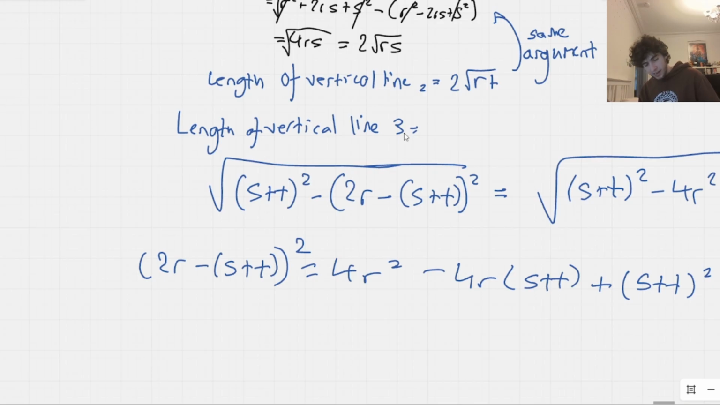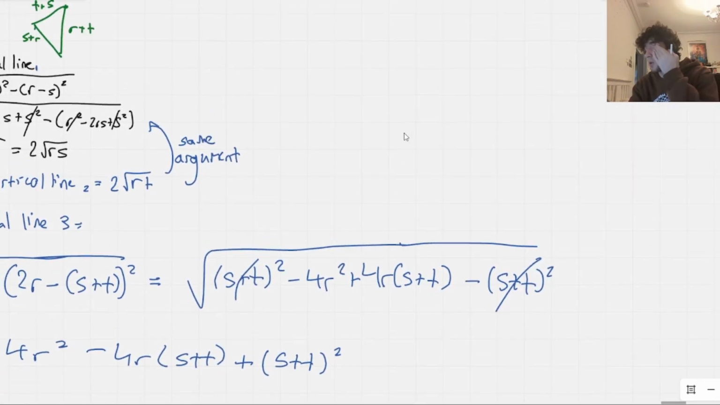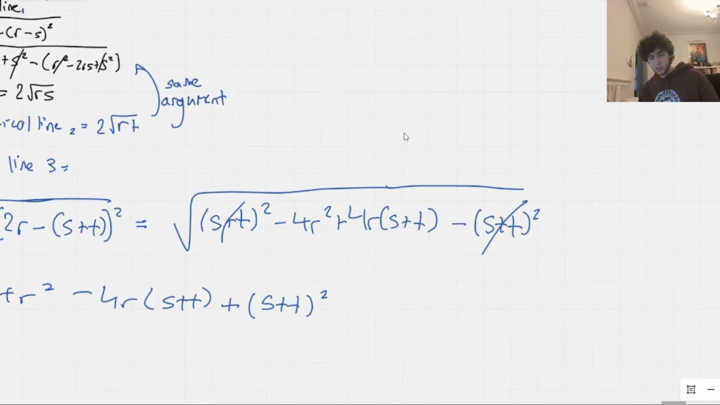So you don't even need to expand those brackets. If you can avoid expanding brackets, then good, because it's just extra work. So we can cancel those things out, and that cancels out very nicely.